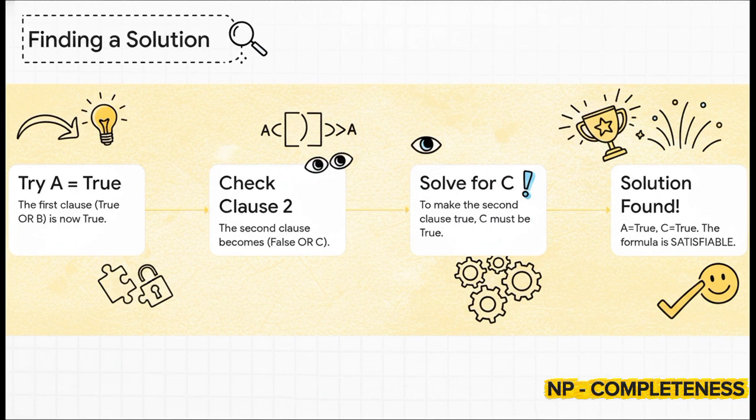Okay, so let's put on our detective hats and solve this thing. Let's just try an assignment. What happens if we set A to true? Well, the first clause, A or B, becomes true or B, which is definitely true. Great, one down. But now we have to check the second clause. If A is true, then not A is false. So the second clause becomes false or C. Uh-oh. For that to be true, our only choice is to make C true. And bingo, we've got it. A equals true, C equals true. We found a winning combo, so this formula is also satisfiable.